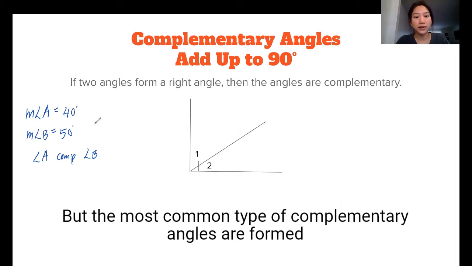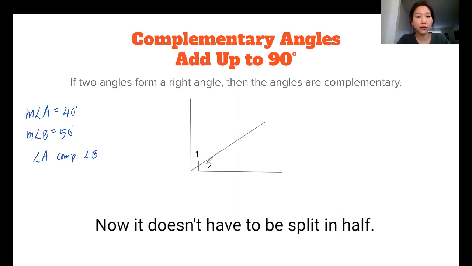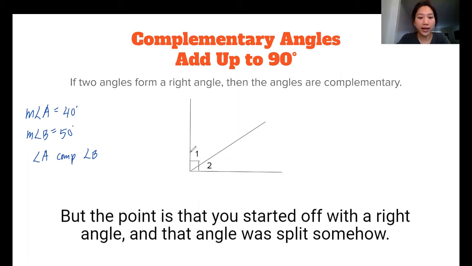But the most common type of complementary angles are formed when you have a right angle that is split somehow. Now, it doesn't have to be split in half. One angle could be bigger than the other. So in our example, it looks like angle 1 is larger than angle 2. But the point is that you started off with a right angle, and that angle was split somehow.